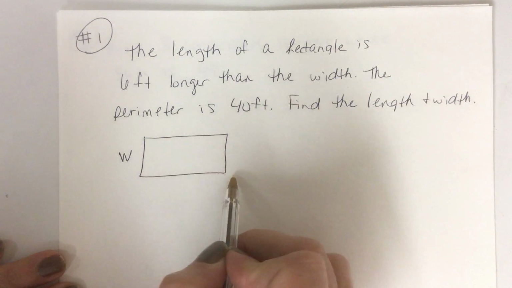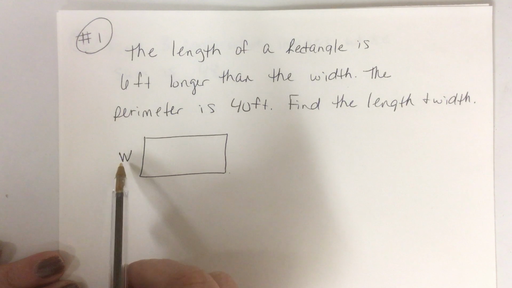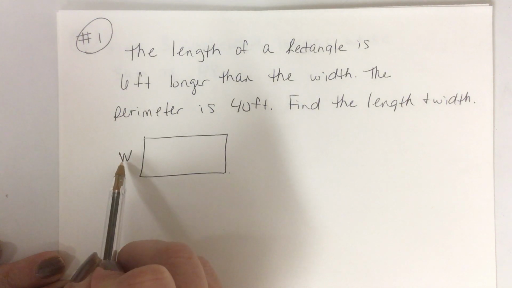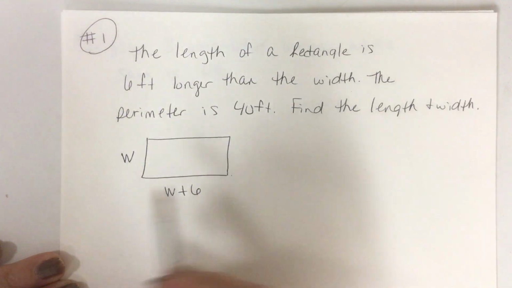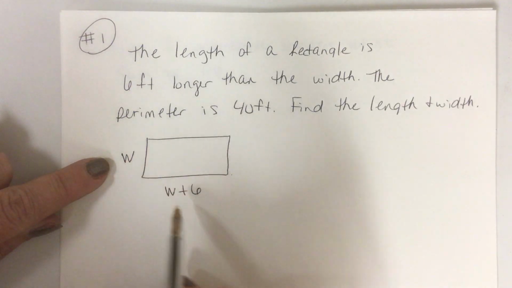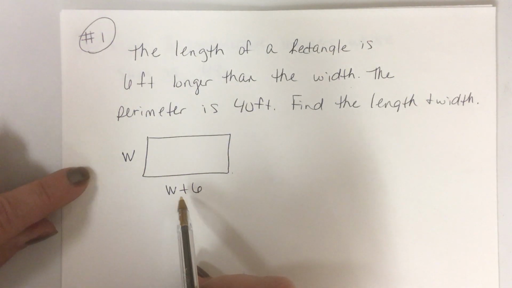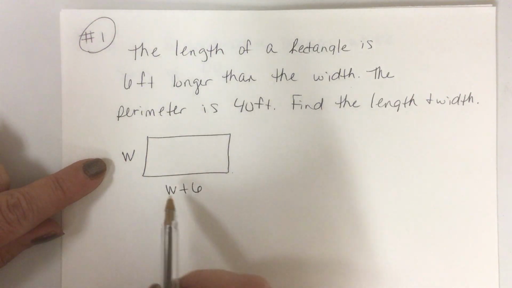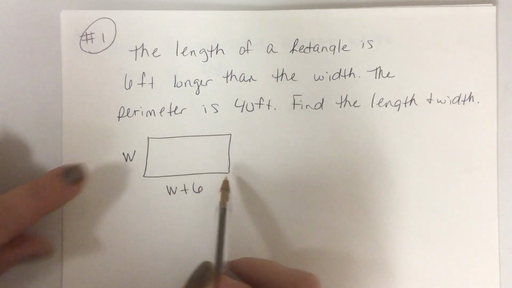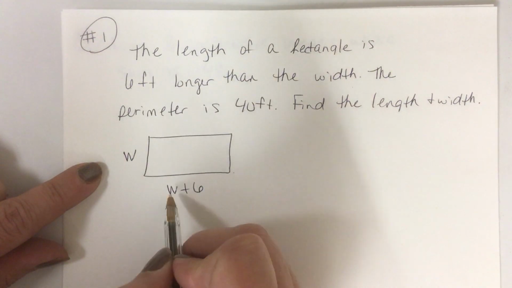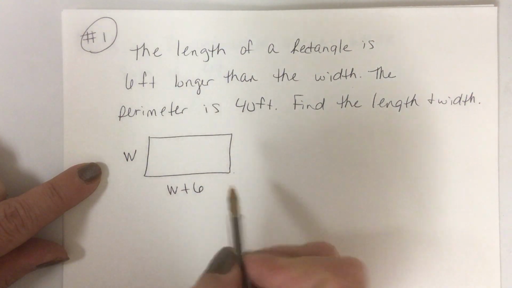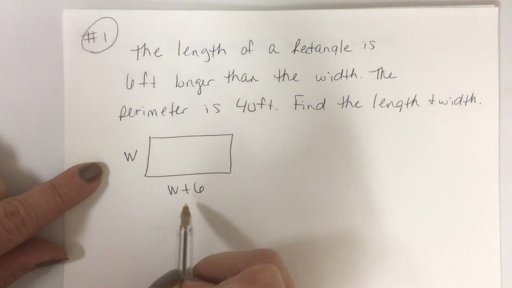So then if the length is 6 feet longer than the width, then whatever the width is, you're going to add 6 to get it. So if the width is 2, then the length would be 8. If the width is 3, then 3 plus 6 would be 9, and the length would be 9. If the width is 10, then because it's 6 feet longer, it'd be 10 plus 6, it'd be 16. So whatever this number is, you add 6 to it to get the length.